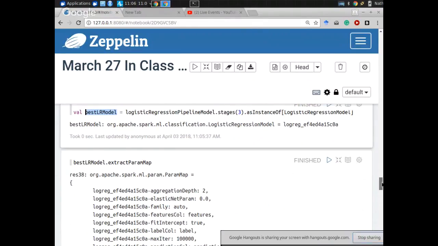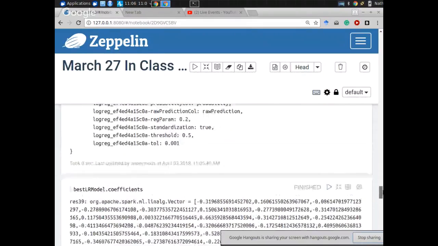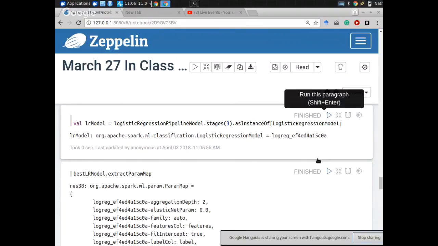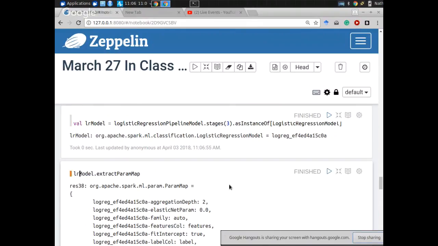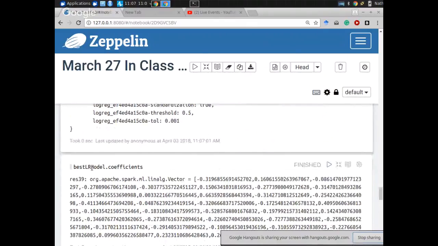Soon we're going to see the best of a set of choices. This is actually not the best. It should really be called LR model instead of best LR model, because that makes it sound bigger, better than it is. This is just one LR model that we came up with by fitting it. It's not particularly privileged. It's not particularly strong.